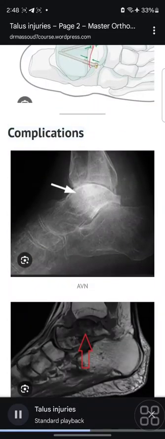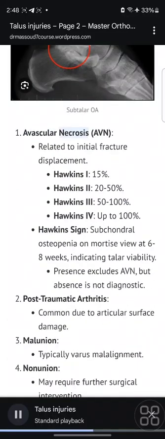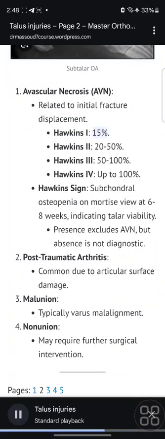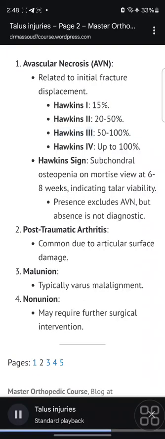Complications. 1. Avascular necrosis, AVN. Related to initial fracture displacement. Hawkins I, 15%. Hawkins II, 20 to 50%. Hawkins III, 50 to 100%. Hawkins IV, up to 100%.